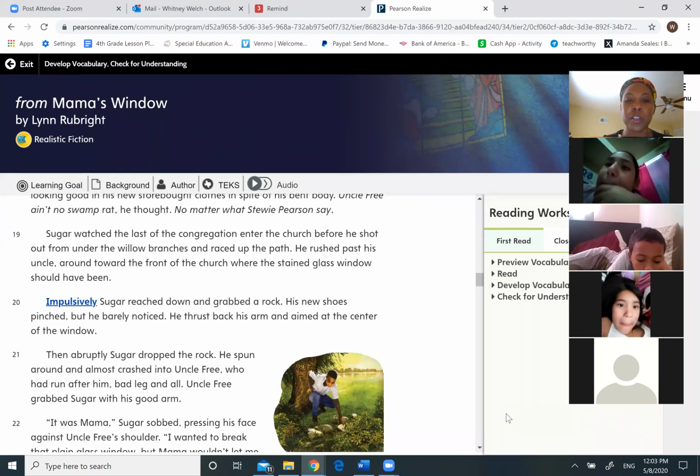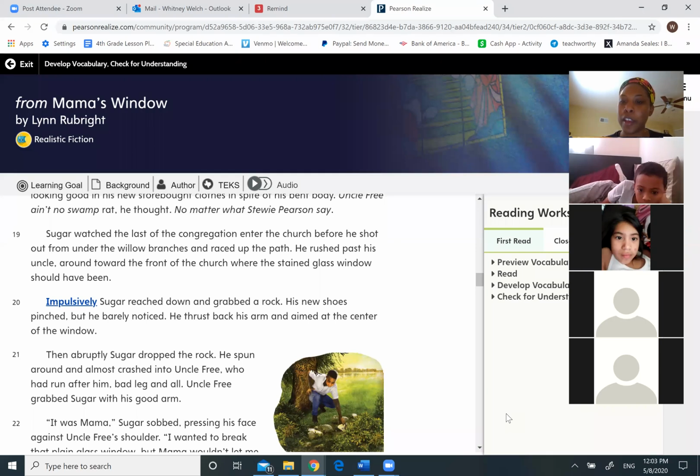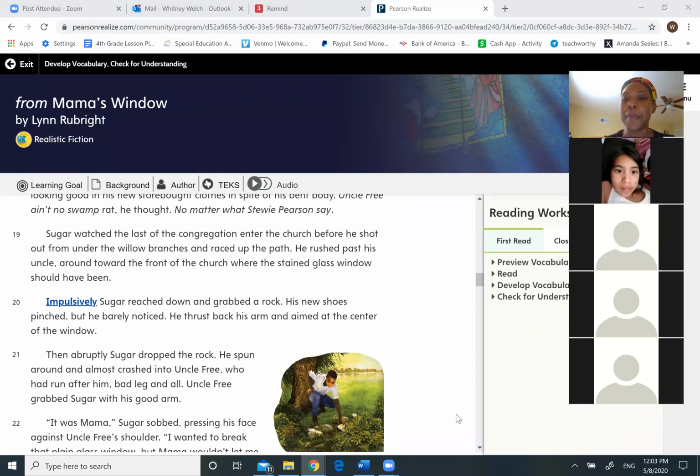Why do you think he wants to do that? What do you think he's feeling at that moment? Upset, sad. Okay, yeah, so sad, upset. So he wants to express his anger or his sadness by throwing that rock and breaking that window. Why is he feeling this way? Why do you think Sugar is feeling upset or sad?